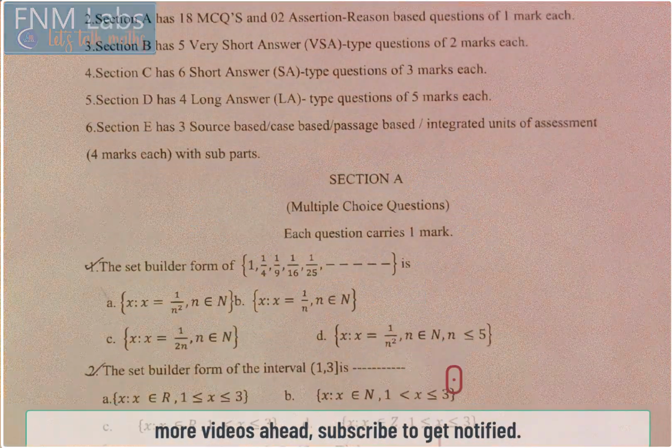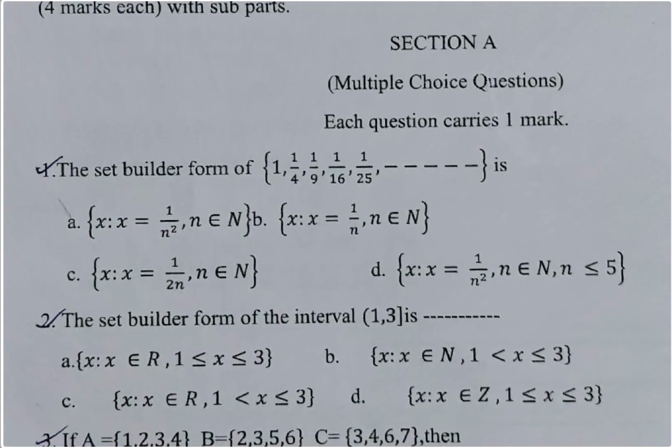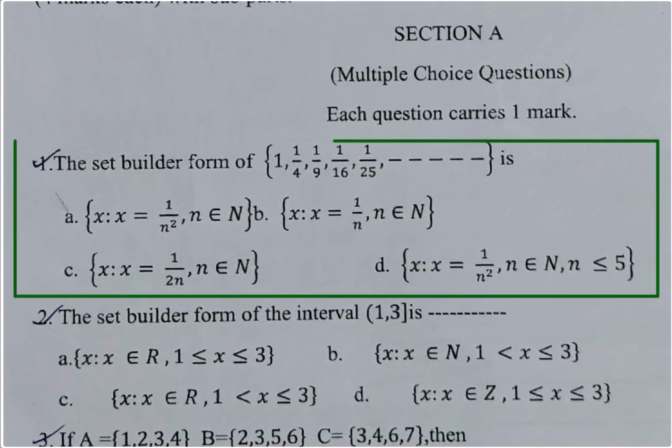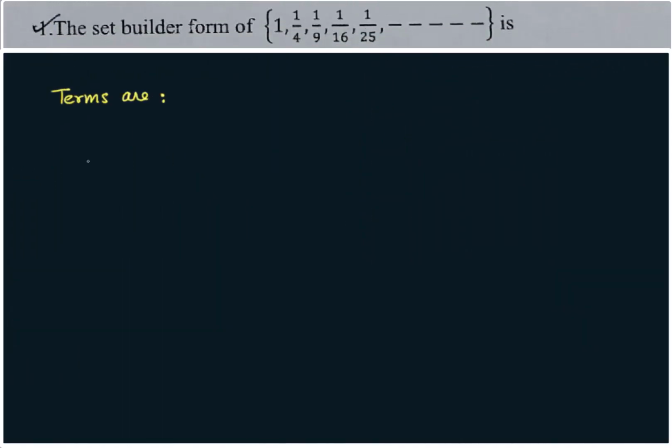In the first question, a set in its roster form or tabular form is given. We are asked to write its set builder form. To do this, we want to identify the common property that each element of this set possesses. Looking at the elements of the set, we can observe that each element is obtained by taking the reciprocal of the square of a natural number.